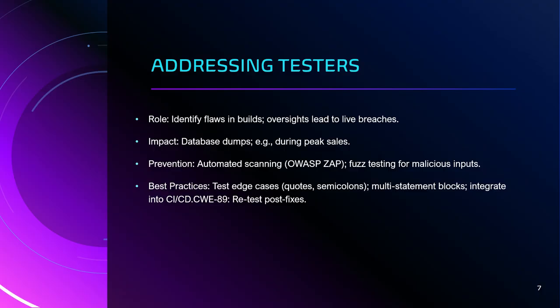Testers, your role is crucial in spotting these vulnerabilities before they hit production. Injection risks arise from unvalidated inputs, potentially leading to full database dumps. At Electroshop, an oversight could mean a breach during peak sales like Black Friday, causing massive losses. Prevention involves automated scanning with tools like OWASP ZAP, applying injection payloads to forms and APIs, plus fuzz testing to throw malformed inputs at the system and see what breaks.